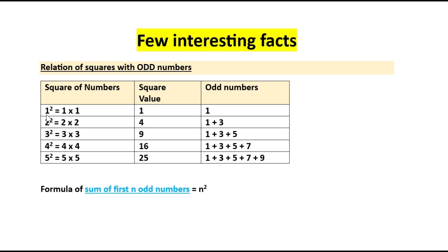So square of 1 is 1, square of 2 is 4, square of 3 is 9. But if you look at the last column of the table, the square of 1 is the first odd number, the square of 2 is the sum of the first two odd numbers, the square of 3 is the sum of the first three odd numbers, the square of 4 is the sum of the first four odd numbers. So this is how the square has a very good relationship with the odd number sum, and it also gives the formula that the sum of the first n odd numbers is n square.